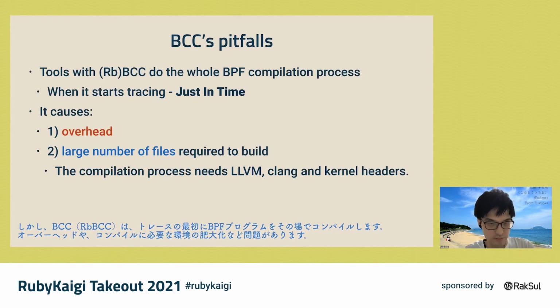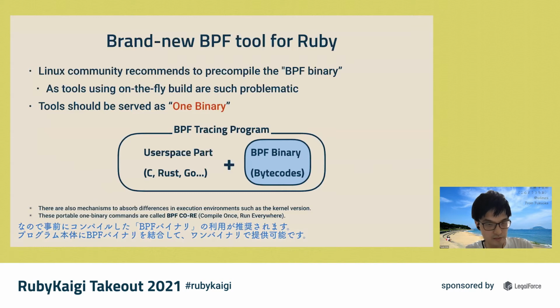Try installing LLVM and clang from your Linux package manager. How big will it be? The size of the compilation environment can be a problem when you want to make a container image. Therefore, rather than using the JIT method like BCC, the Linux community recommends to pre-compile the BPF binary, incorporate it into the user space program, and install the whole thing as a single file.